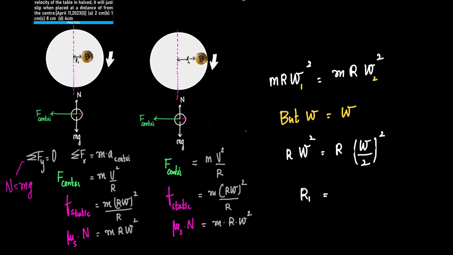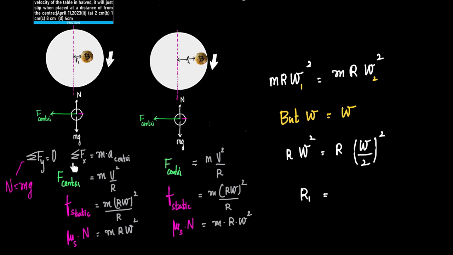Okay. Now, what is sigma Fx? Sigma Fx is equal to m into a. What is a here? Is it linear acceleration? No. Why? Because in circular motion, that would be a centripetal acceleration, right? What is a centripetal? A centripetal is v square by r. So sigma Fx is equal to m into v square by r.